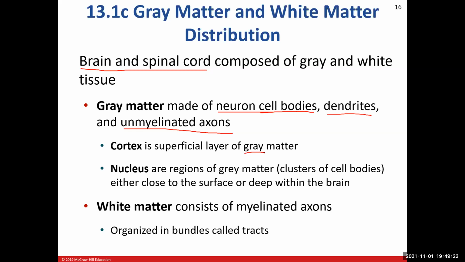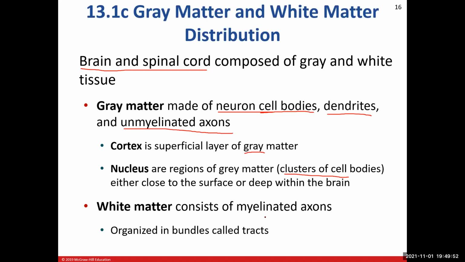And then a nucleus, like I said before, is a clustering of cell bodies. And we'll see, when we're going through different parts of the brain there, you'll have this white matter, and then you'll see these little pockets of gray matter throughout. And that gray matter is going to be where these cell bodies are located, and then we're going to see where one neuron will synapse on another neuron.